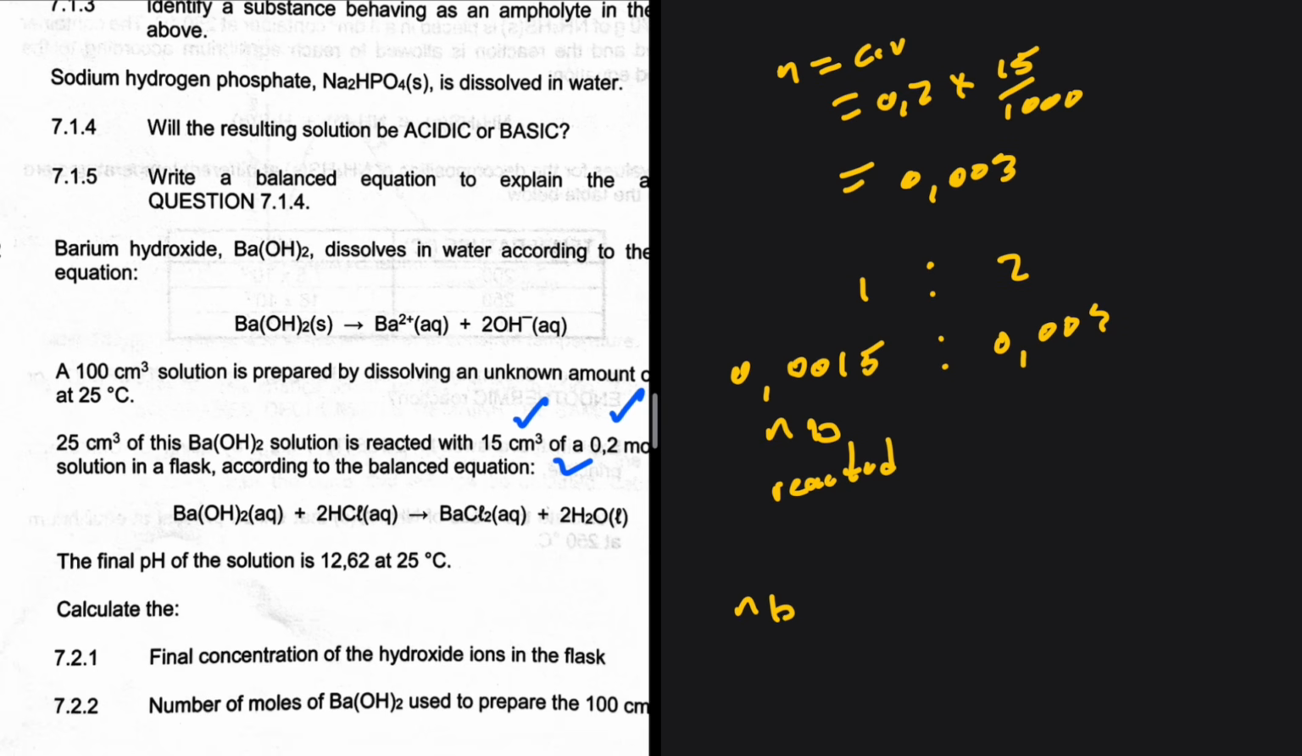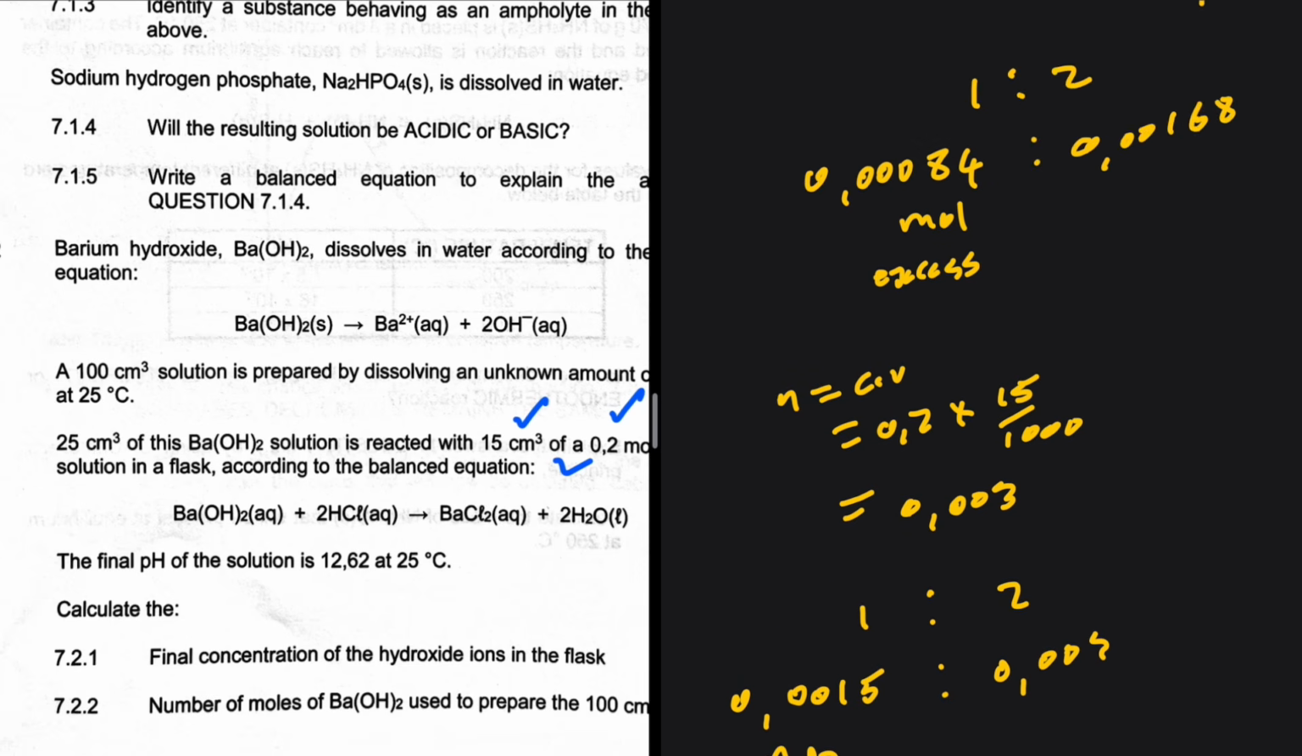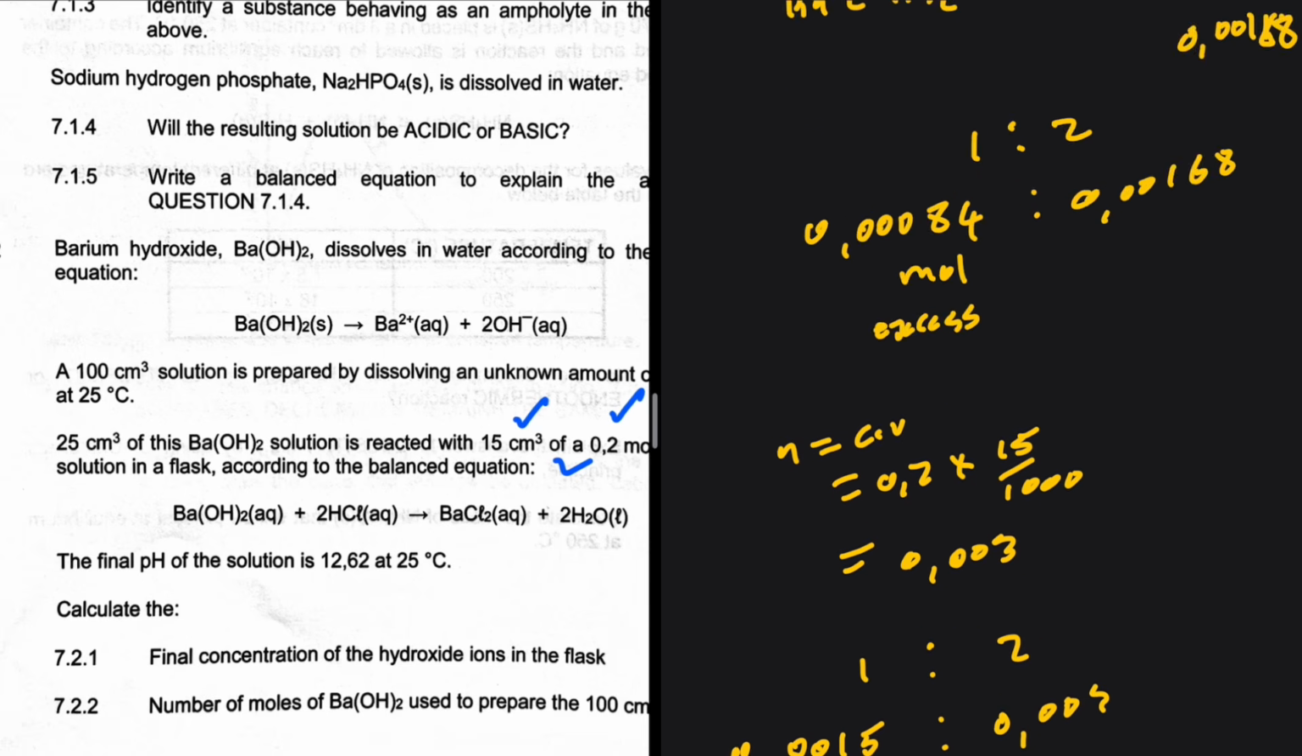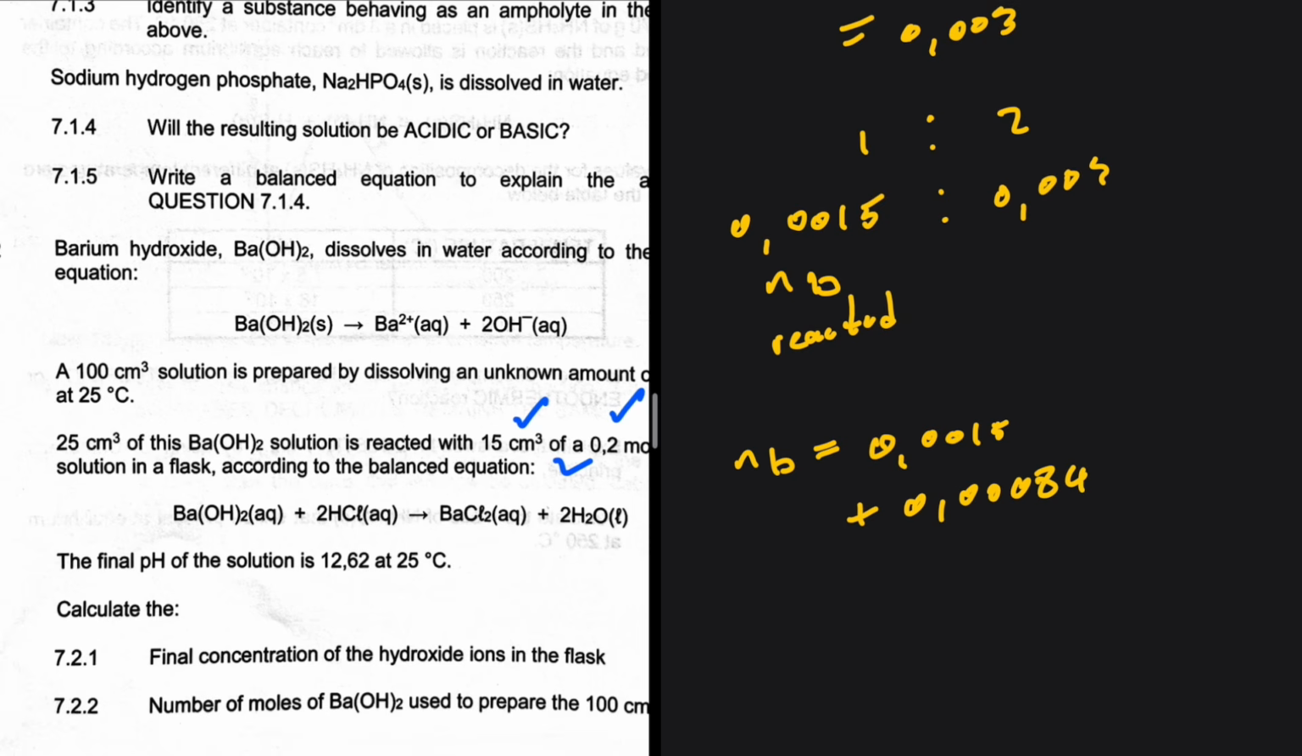So the number of moles of the base initially, therefore, will be equal to those that reacted plus those that are in excess. So 0.0015 plus 0.00084. Right, so that will be equal to, let me just put that in my calculator, there we go. Number of moles of base is 0.00234 moles. Right, so these are the number of moles of base in 25 centimeter cube.